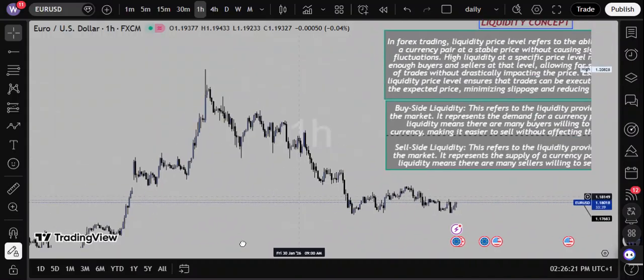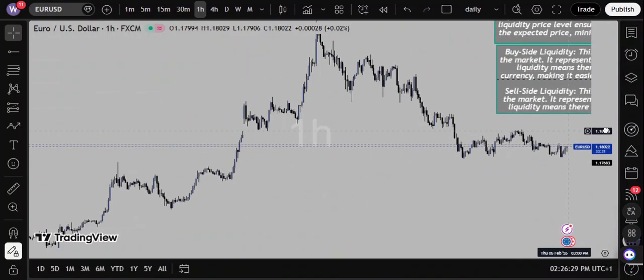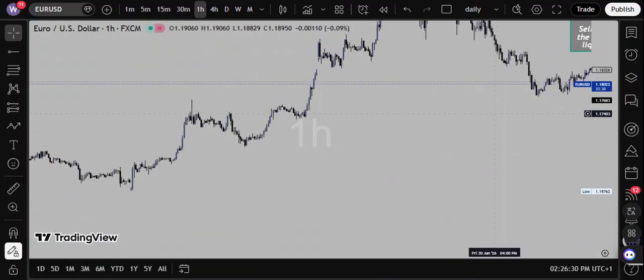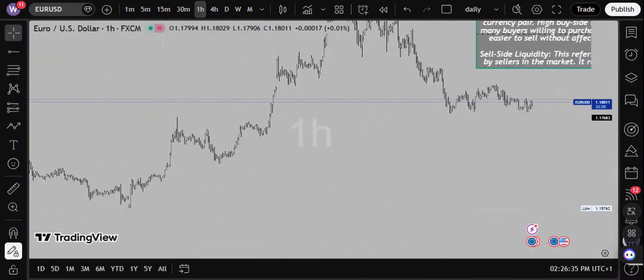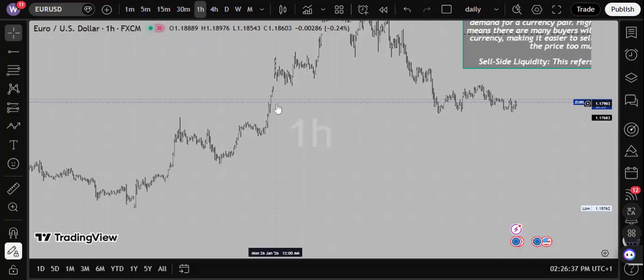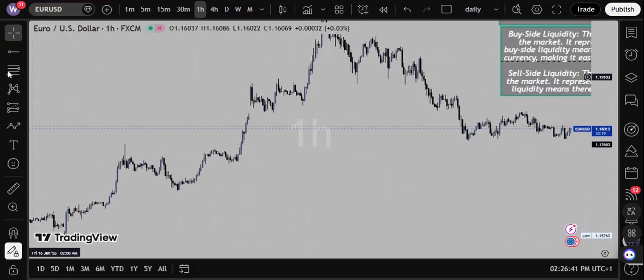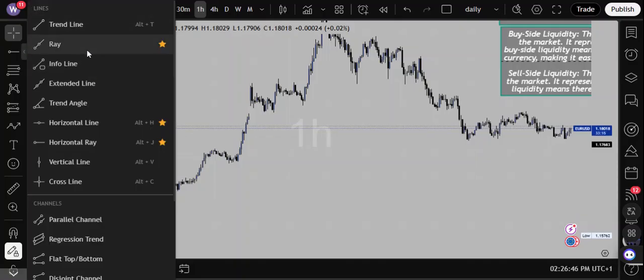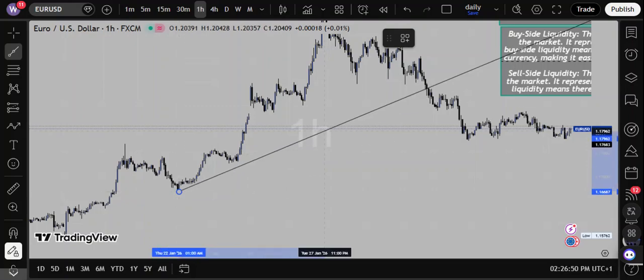Now, liquidity does not just rest in a support and resistance level, it also rests in trend lines. There's liquidity resting in trend lines. And so we treat trend lines the same way we treat our support and resistance. But why this is even much better is because trend lines also help us to see who is in charge of the market, what the current trend of the market is. So let's use this trend line, for example.